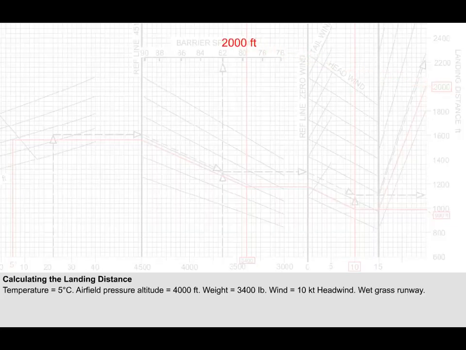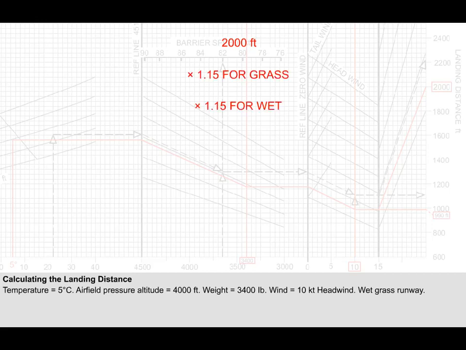Let us now assume that the runway has a grass surface and that the grass is wet. Remember that both these variables cause an increase in the landing distance. Since the graph assumes a paved, dry runway, we will have to make a correction to the landing distance for the different conditions. You may recall that grass increases the landing distance by 15%, or by a factor of 1.15, and a wet surface also increases the landing distance by 15%, or by a factor of 1.15.